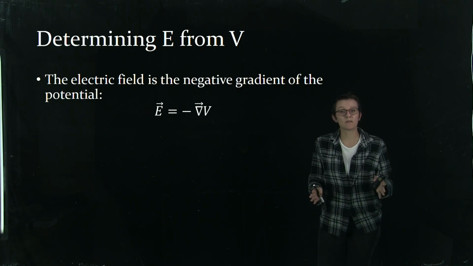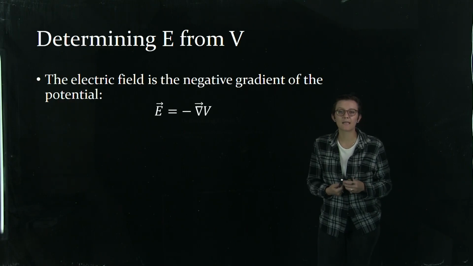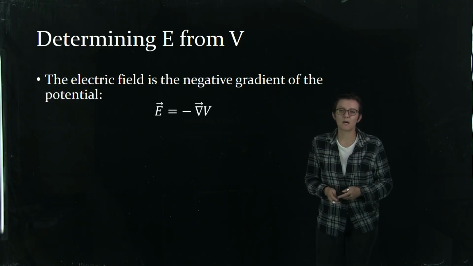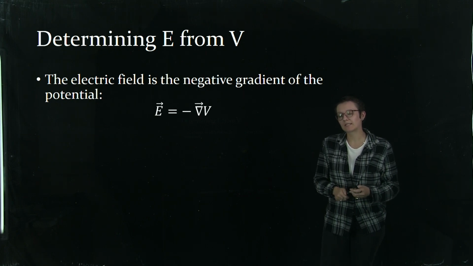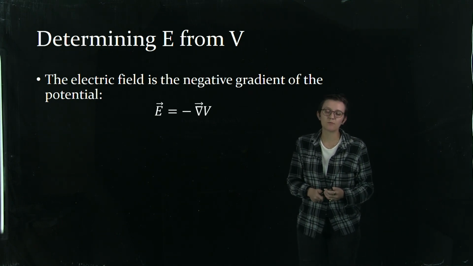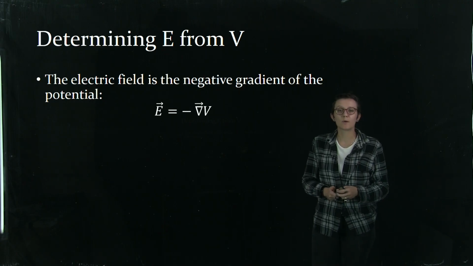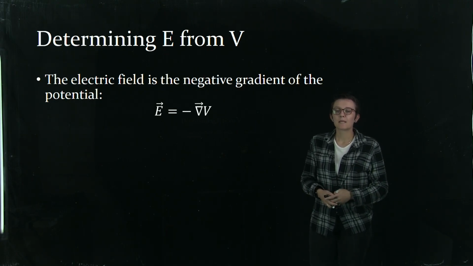We can take a derivative of our electric potential to get our electric field. And the derivative that we take is the negative gradient of the potential. If you have taken multivariable calculus before, you have probably seen the gradient. We'll talk about this gradient in a little bit more detail coming up here.